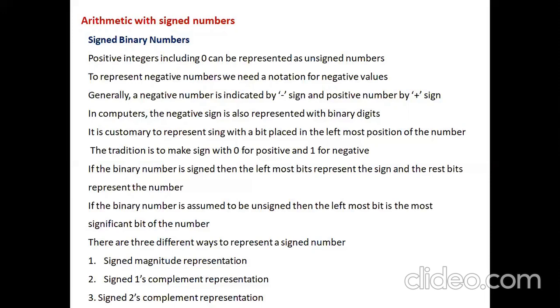So if it is an unsigned number, then the leftmost bit will be the most significant bit. So when we are considering arithmetic with signed numbers, there are three different ways. The first one is signed magnitude representation. The second one is signed ones complement representation. The third one is signed twos complement representation.